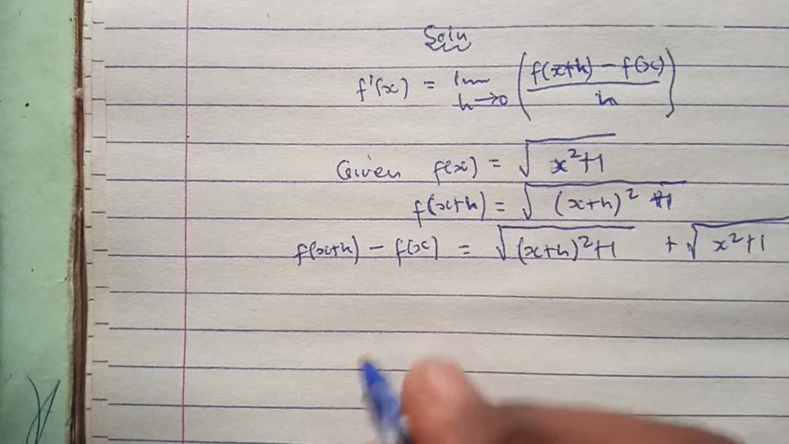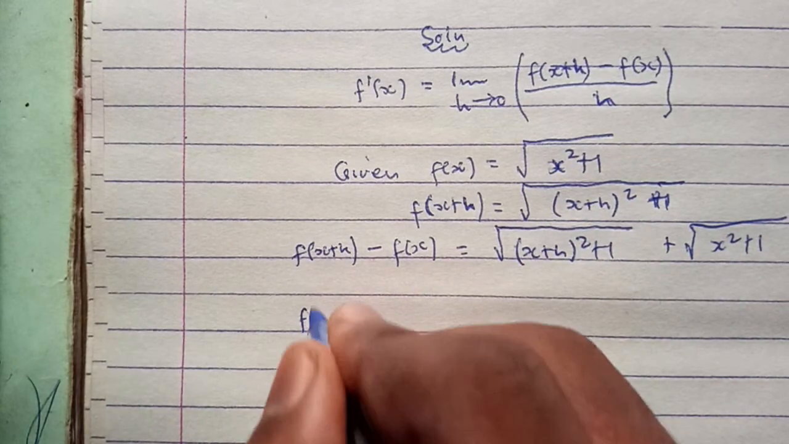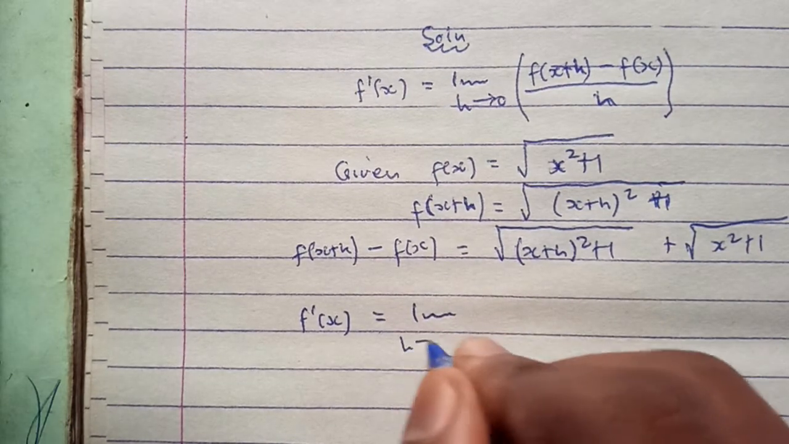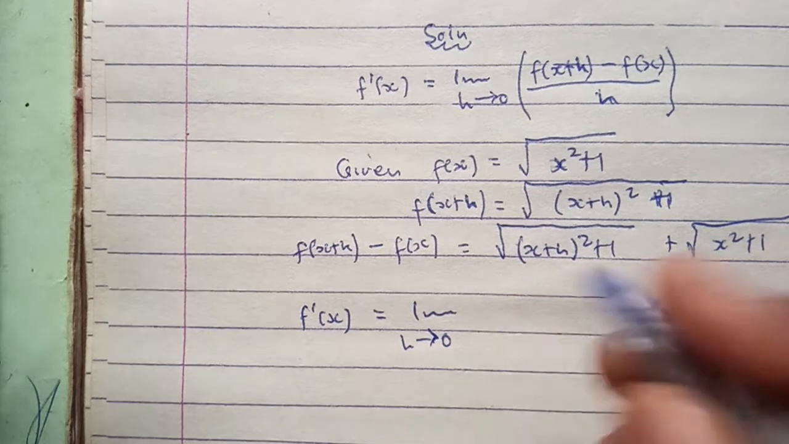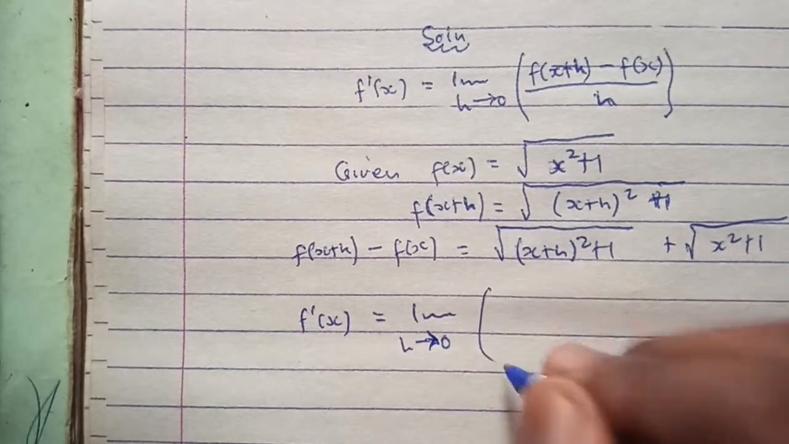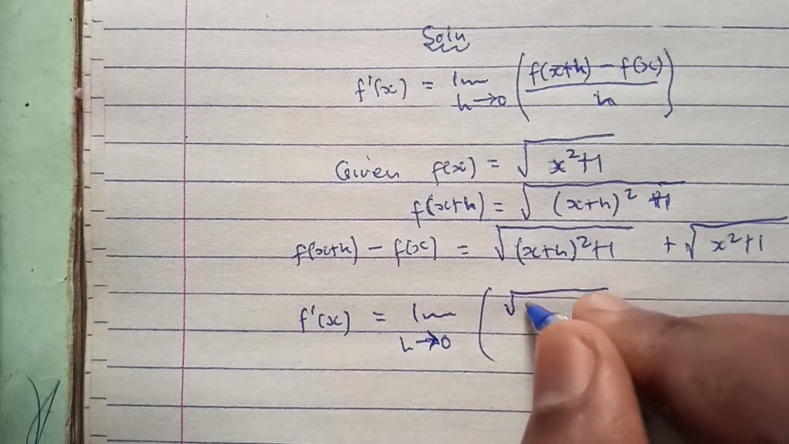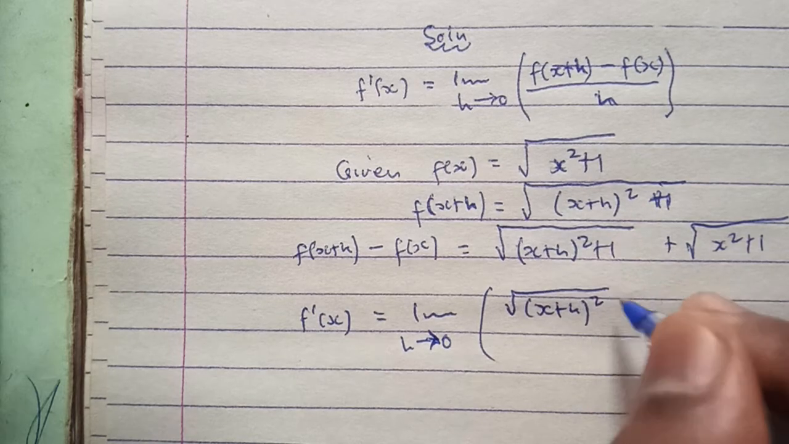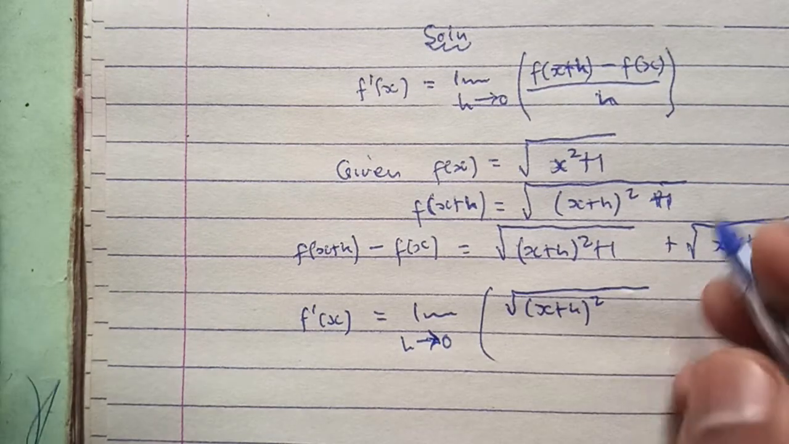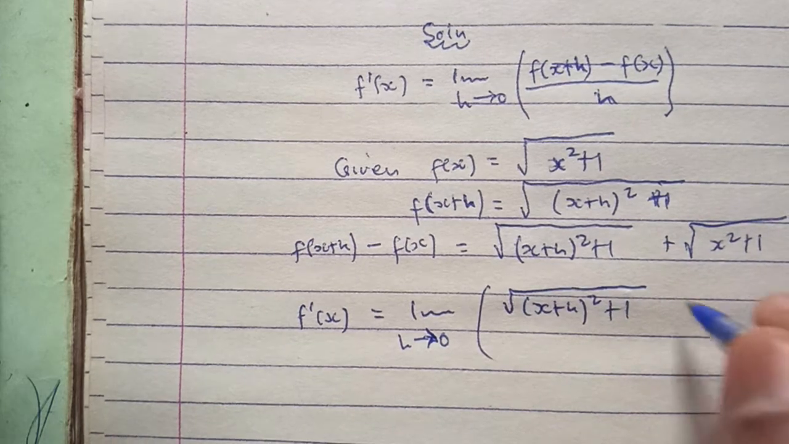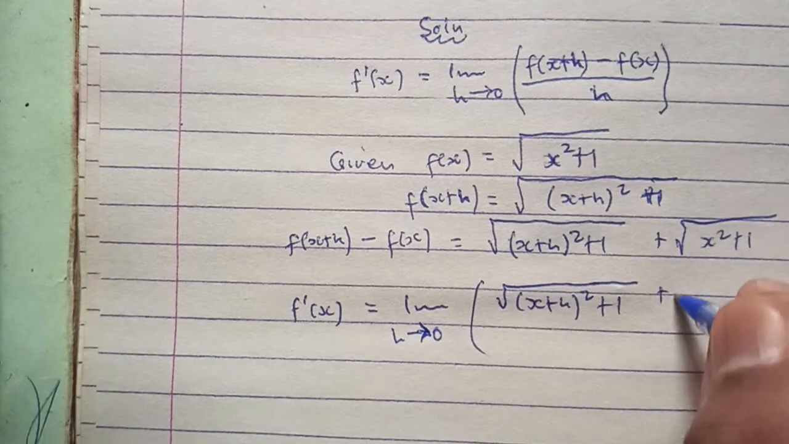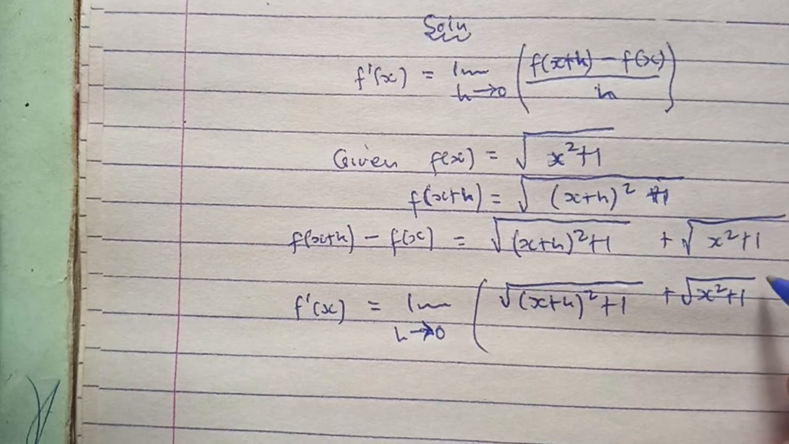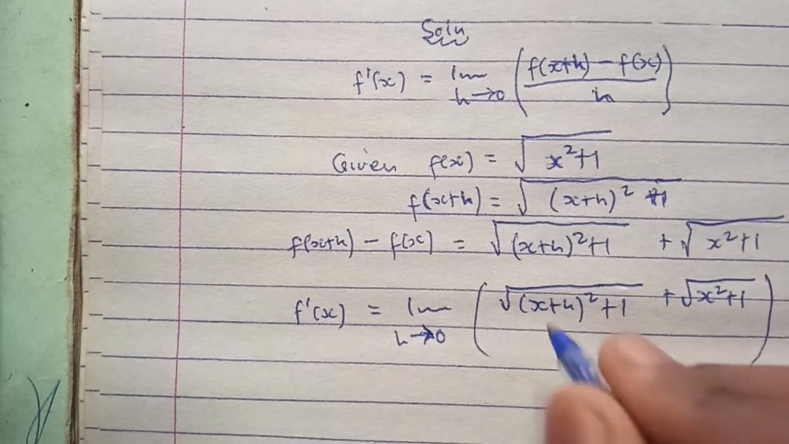So in putting it in there, we will get f prime of x is equal to the limit as h approaches 0 of the square root of (x plus h) all squared plus 1, under the square root rather, plus another square root, then we'll have x squared plus 1 there, then that bracket closes, all over h.